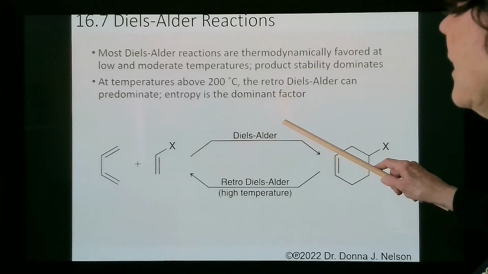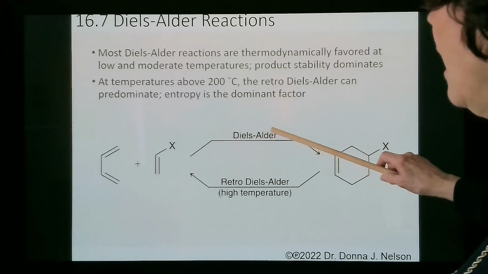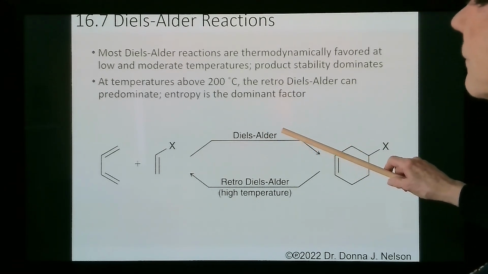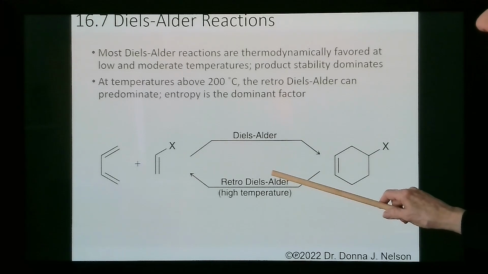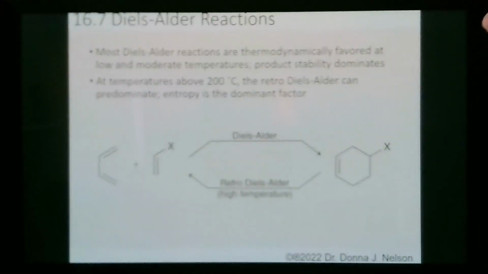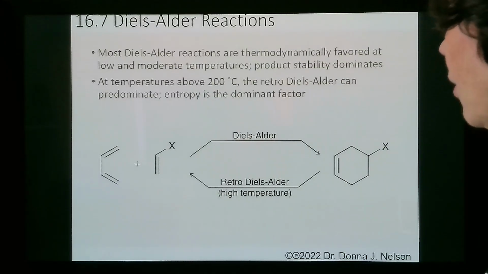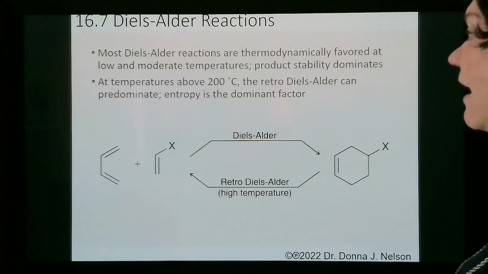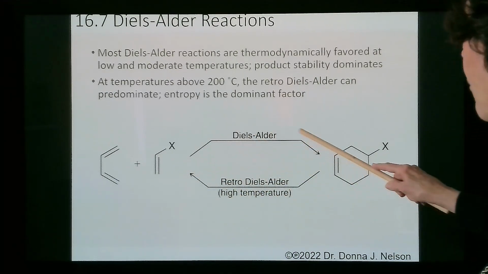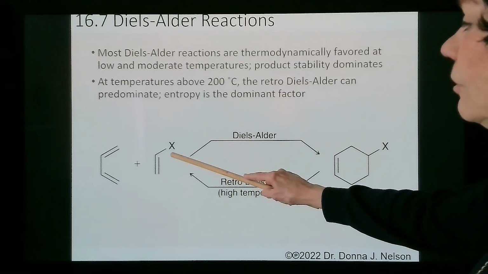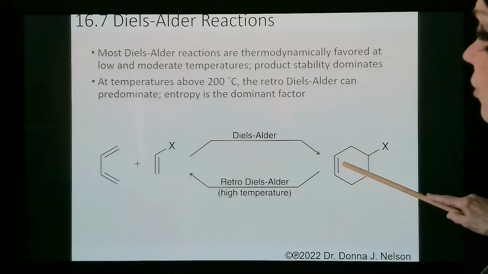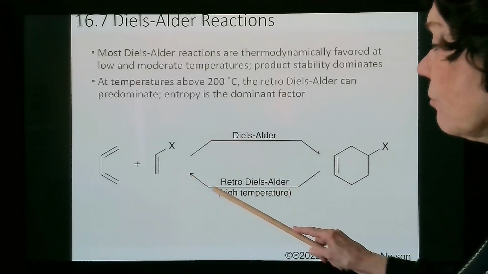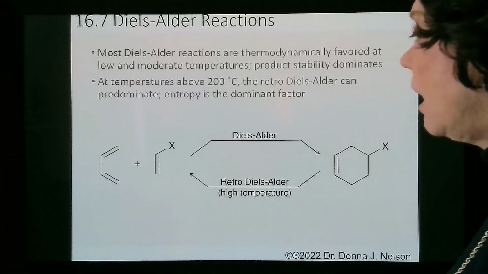So that's one of the reasons that the Diels-Alder reaction can occur at low or moderate temperatures, is because it's going through a very favorable transition state, favorable electronically. So you can have the Diels-Alder reaction going forward, and you can have the retro Diels-Alder reaction taking place at higher temperature.